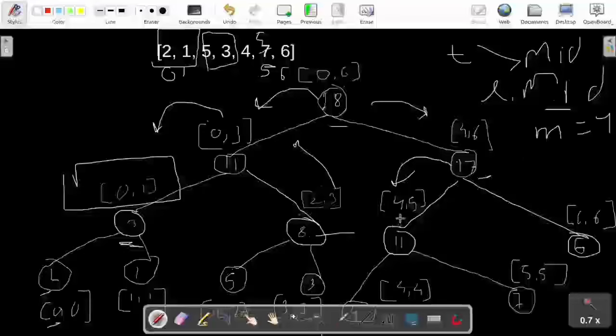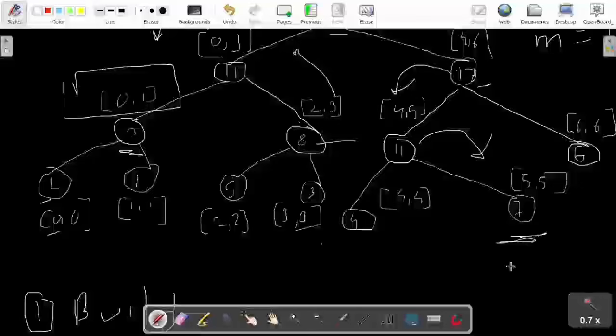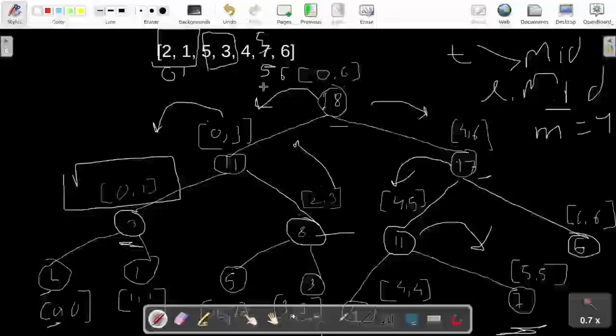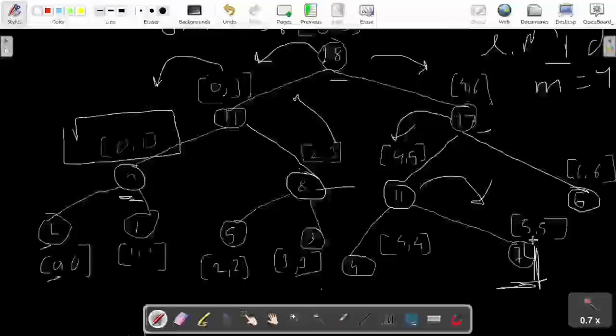For it to be in left range, it must exist in the range L to mid. But no, my target is greater than mid. It is 5. It means it exists in right range. So from 11, we will go to this particular node. And as you can see, we reach our target node 5, 5. Here we have 7. Now we have to update this 7 to 4. I'm writing a 4 here.